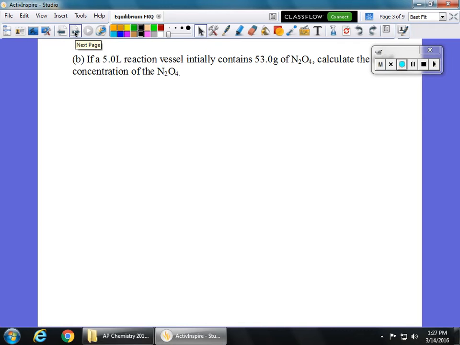Second part, part B, you're asked to calculate the initial concentration of the N2O4. So if we're going to find an initial concentration, we're given a mass in grams and a volume in liters. We need to take the mass in grams of N2O4 and calculate the molar mass. 92.02 is what you should come out with for every 1 mole of N2O4.